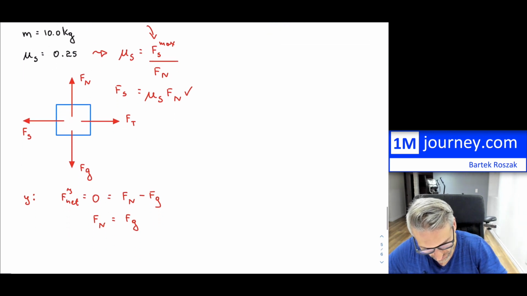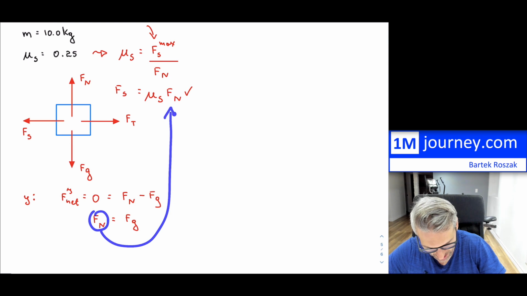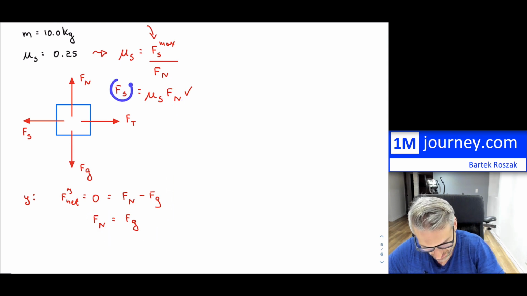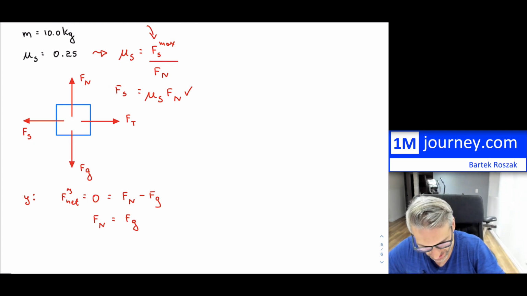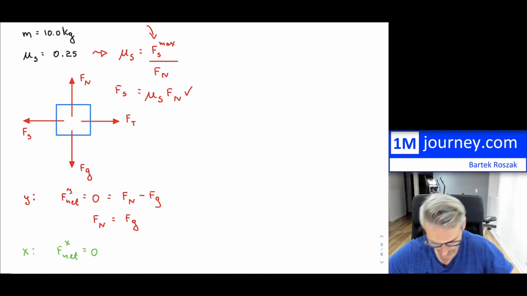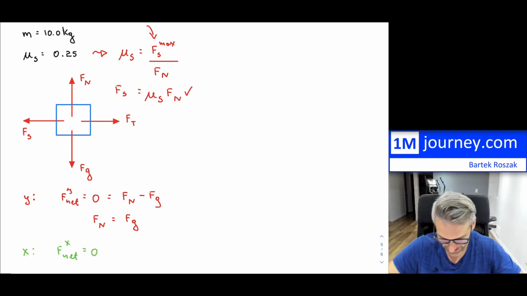Now, here, this normal force is important because notice that it is applied in here, and it does have an impact on my horizontal right there. So now if I break this down and I take my x direction, I still know that my net force in the x direction is equal to 0. So this is what I have right there.